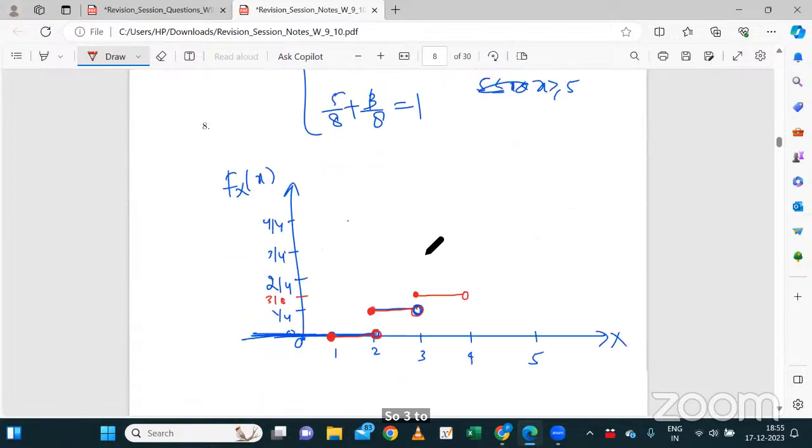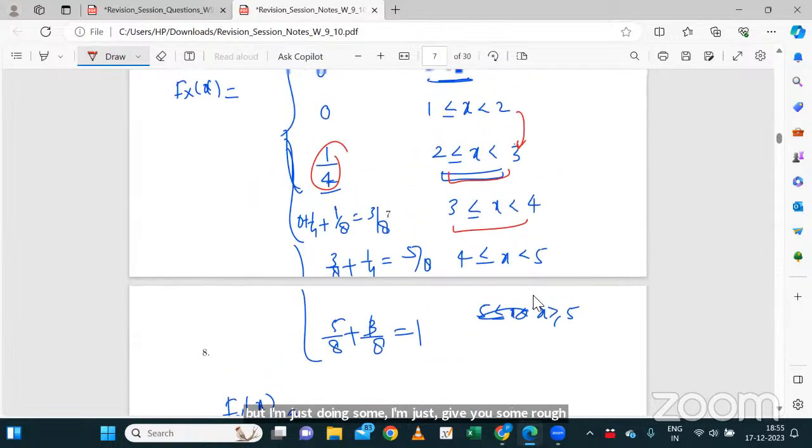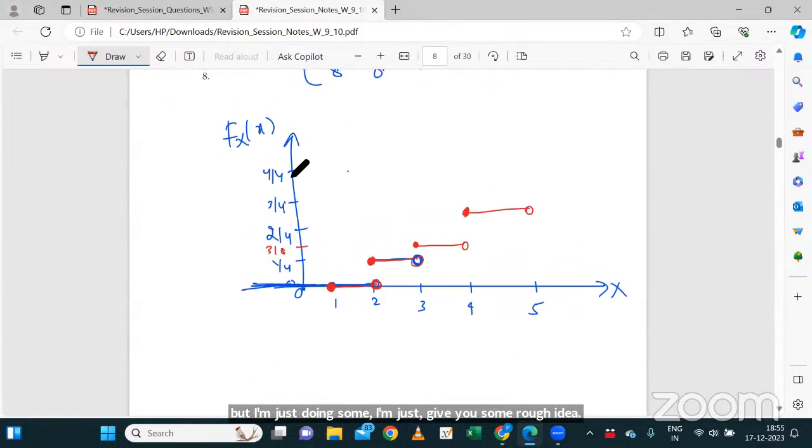Then 4 to 5 is 5/8. It's more than 1/2, so I'm assuming it's here. We have to do proper scaling, but I just want to give you a rough idea. So this is from 4 to 5. Then after 5, it is taking value 1. Suppose this is 1, since 4/4 means it's 1. So from 5, it will take value 1. So far so good.